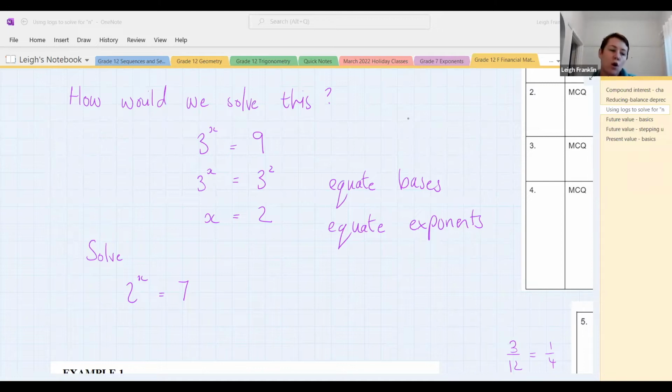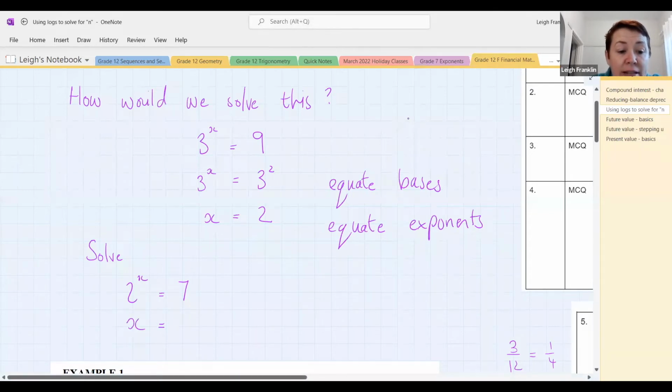Logs were invented by, I think, a Scottish mathematician. What he discovered is that if we use logs, we can make the value that we are trying to solve for, the exponent, the subject of the formula. It goes like this, and you need to learn this off by heart. So the exponent, in this case x, is equal to log base 2, and then you're going to put in your 7.